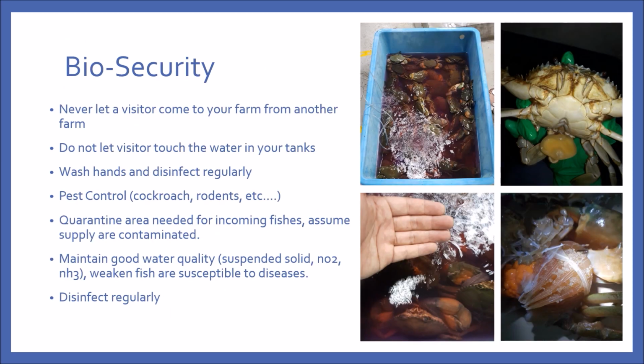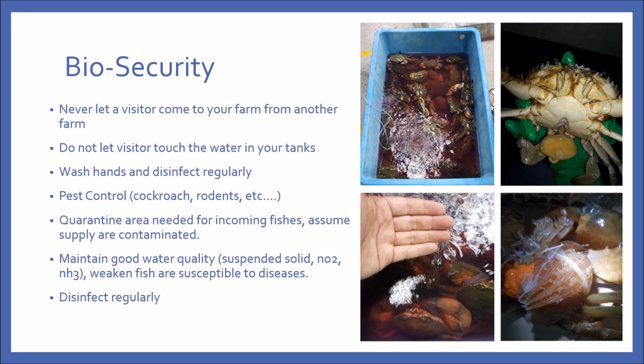The first point of disease control is biosecurity. Usually, do not let visitors visit your farm, especially if they are farming crabs on their own. This is to reduce the possibility of passing potential pathogens from their farm onto your farm. Do not let any visitors touch the water in your tanks that might potentially transmit any form of bacteria or viruses into your system. Make sure all your ground staff wash their hands and disinfect regularly. Pest control, such as for cockroaches and rodents, needs to be kept in check.